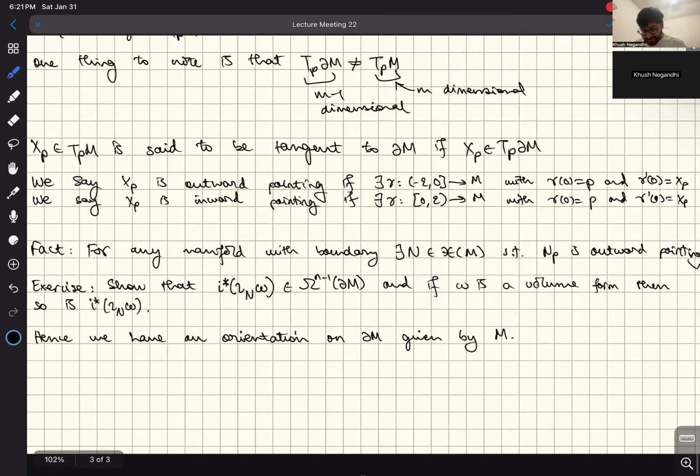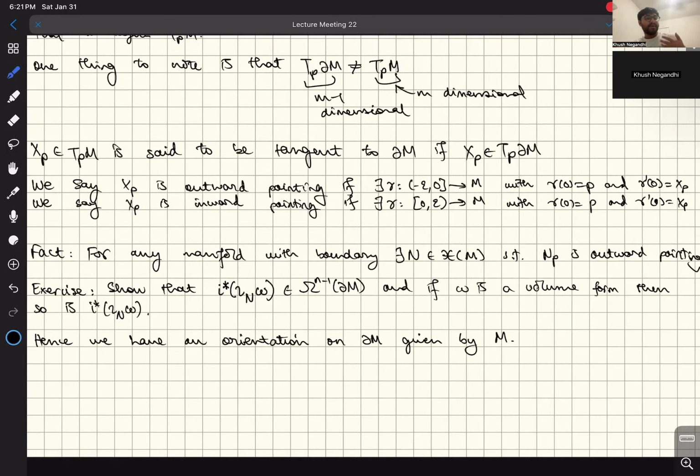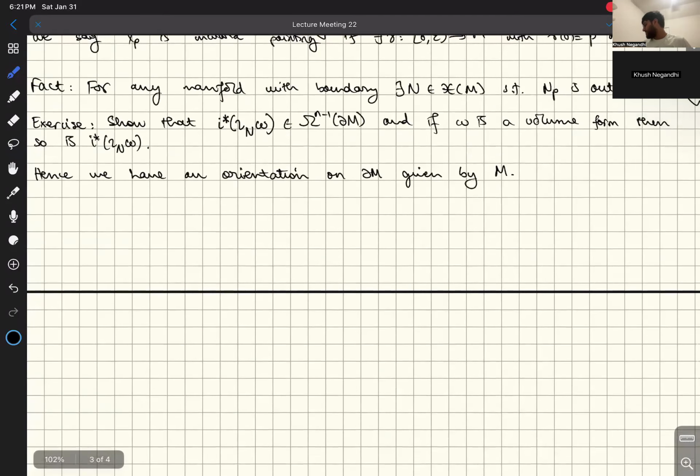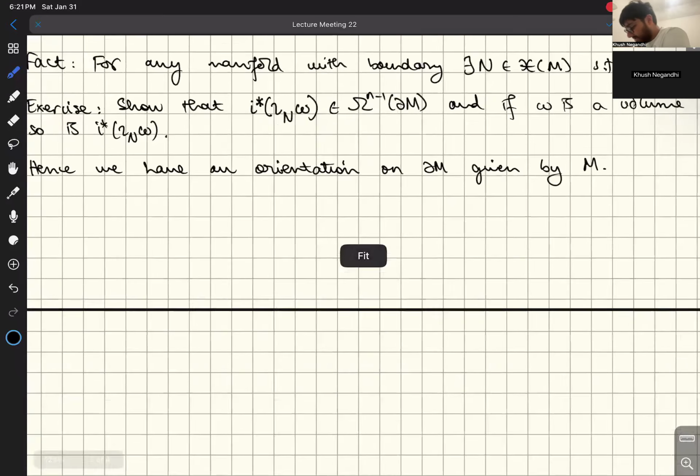So we've now taken orientations on manifolds with boundary and restricted those orientations to orientations on the boundary of the manifold. Now, one might ask: if I have two orientable manifolds, can I produce a new orientable manifold using these two manifolds? And the answer is yes.